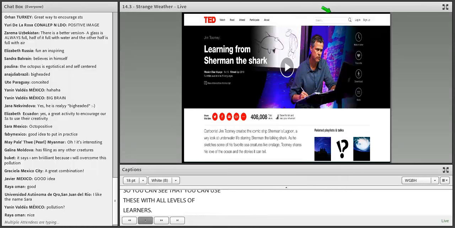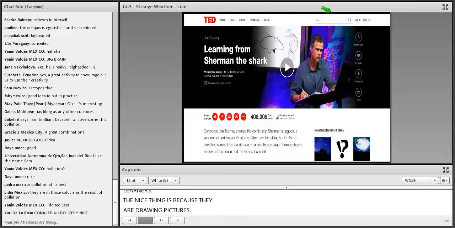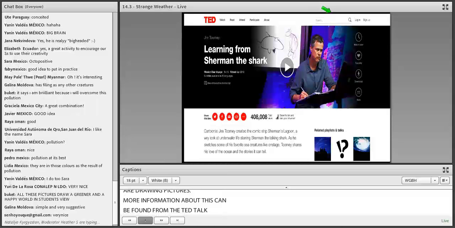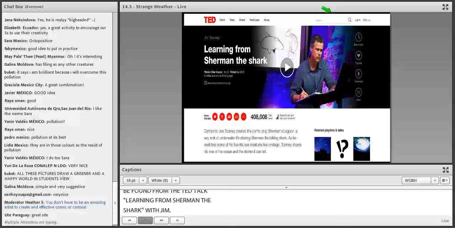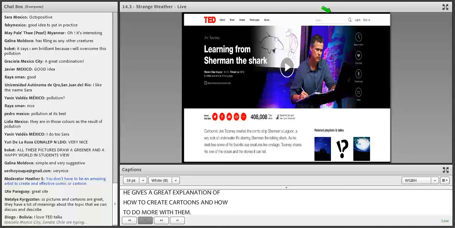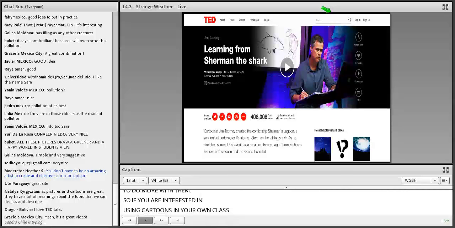More information about this can be found from the TED Talk, Learning from Sherman the Shark, with Jim Toomey. He gives a great explanation of how to create cartoons and how to do more with them. So if you are interested in using cartoons in your own class, you might join us November 5th for using comics in the EFL classroom with James Whitting.